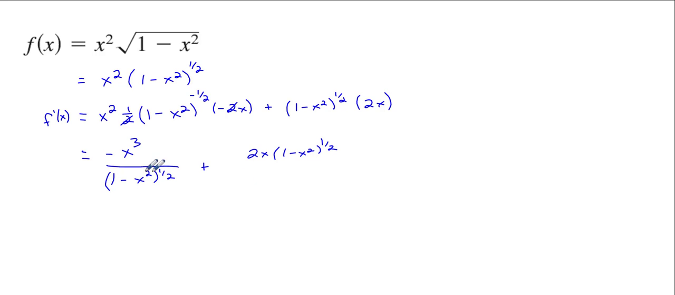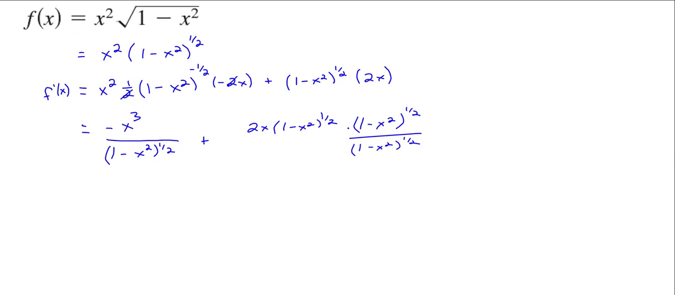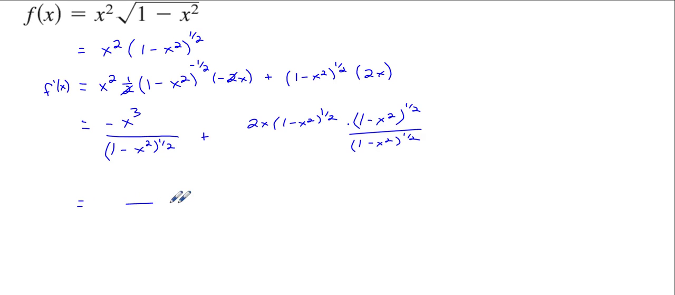So common denominator would be this denominator. So we need to multiply this term by 1 minus x squared to the 1/2 power, top and bottom, so we can add. Okay, so looks like the denominator would be 1 minus x squared to the 1/2 power. And sometimes it will be written as a radical. I'm okay with rational exponents. I've told you that already.